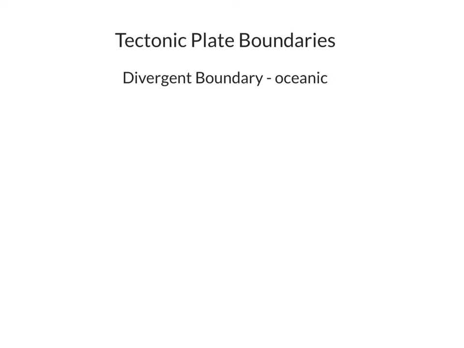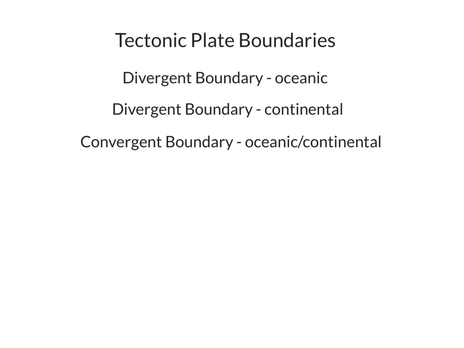So the first one you should have is divergent boundary oceanic. So remember, a divergent, they divide or split apart. This is 2 oceanic pieces of crust. The second one is also a divergent boundary, meaning they split apart or divide with two continental pieces of crust. The third type that you should have is a convergent boundary, so this is where they're coming together or colliding. This is going to be between an oceanic and a continental piece of crust.